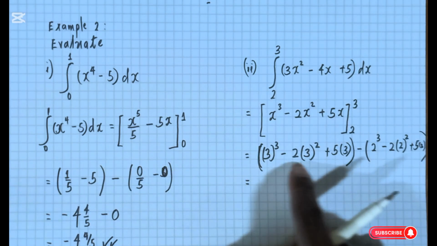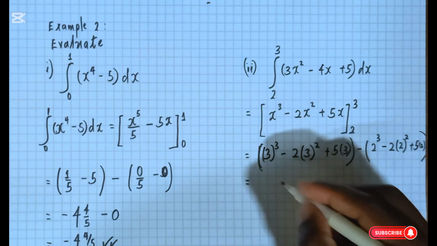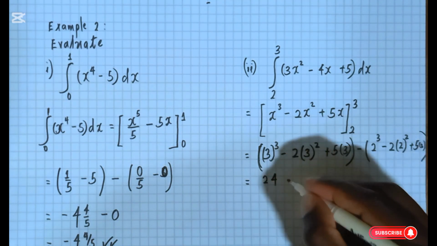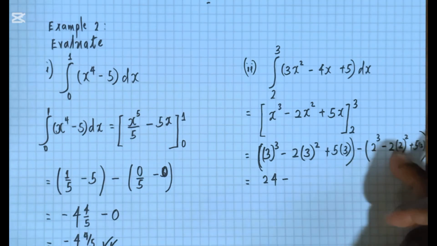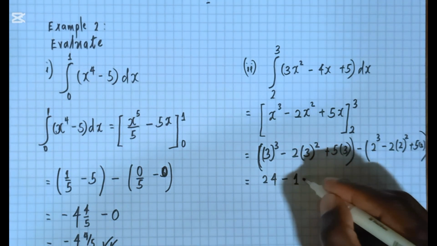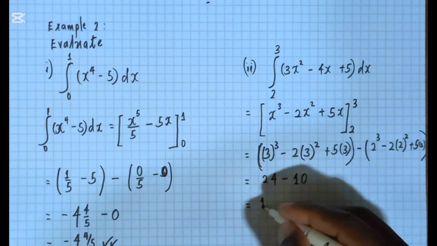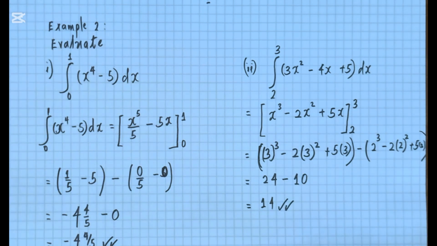Now when you key the left hand side into your calculator, notice that you are going to get 24. And for the right hand side, when you have 2 cubed minus 2 into 2 squared plus 5 into 2 in your calculator, that gives you 10. And so 24 minus 10 basically gives you 14. And therefore 14 becomes the answer for this particular problem.